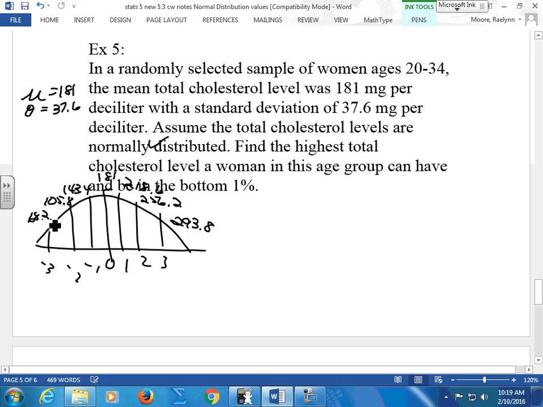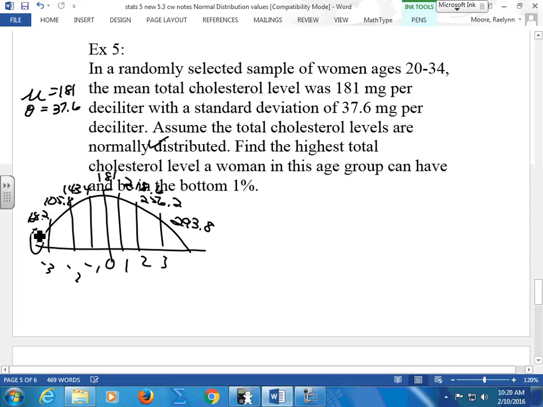Okay? All right, now, we're again looking for the bottom 1%. We want to find the total cholesterol that a woman could have and be in the bottom 1%. Now again, cholesterol, from what I know, shouldn't be very high. You should not want a high cholesterol. But I think at the same token here, you should also not want a very low cholesterol. So the bottom 1%, and the book does the bottom 1% again over here.